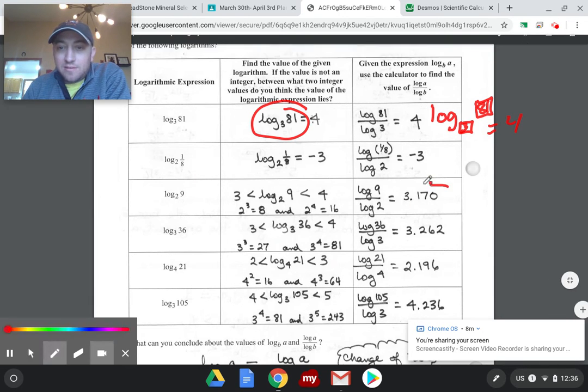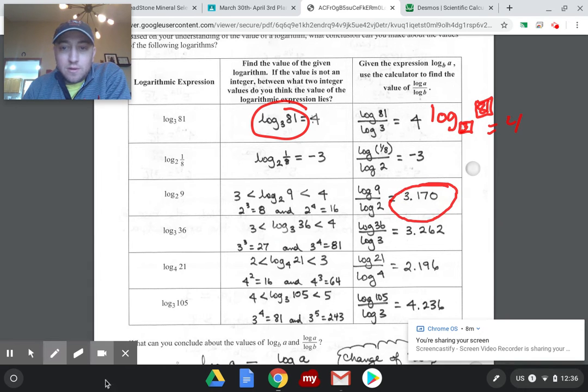It says that it's 3.170, which we would expect because 2 cubed is 8 and 2 to the fourth is 16. And really, if I keep thinking about it, 9 is closer to 8 than it is to 16. So my decimal should probably be closer to 3 than it is to 4, which it is in this case. Then I'll just give you 3 more examples here.